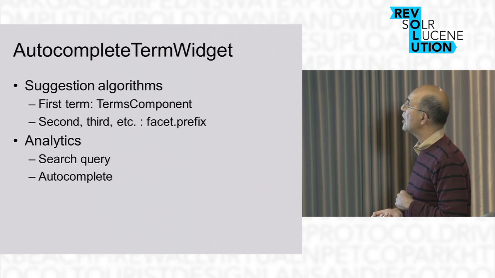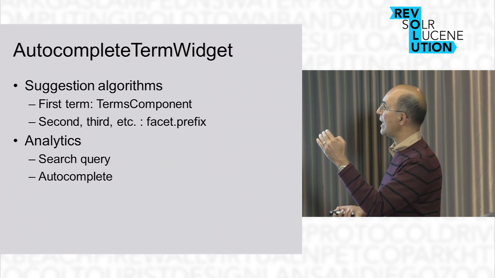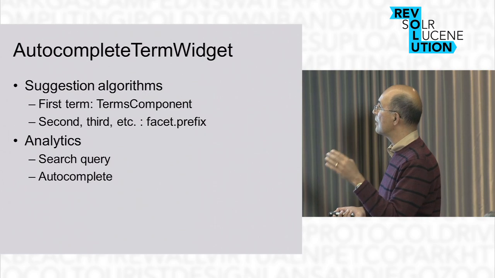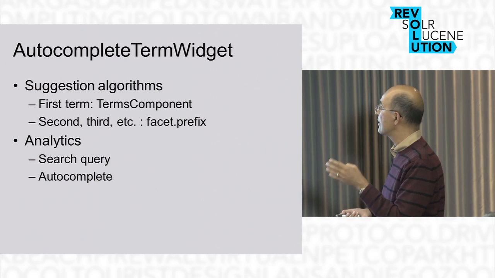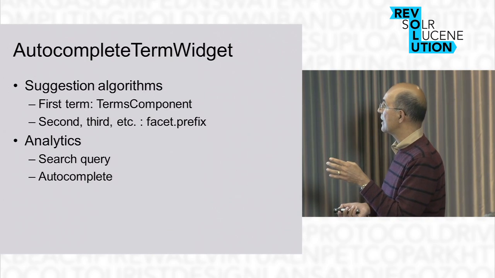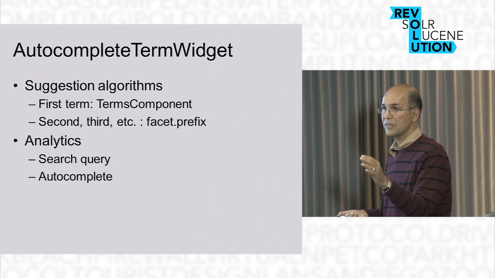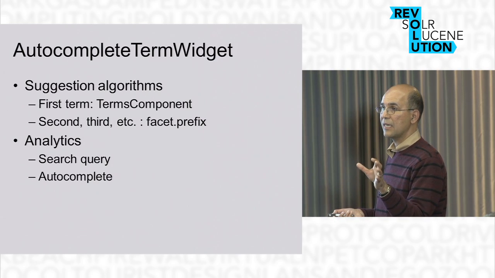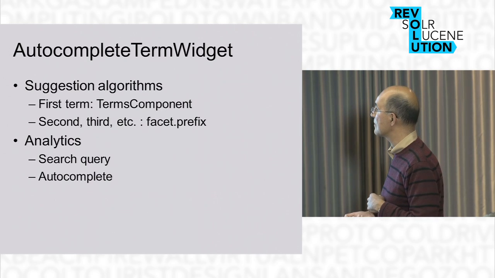Now, let's talk about the autocomplete aspect. As I said, we handle the autocomplete for the first term differently than the second term. For the first term, we are using the terms component of Solr. For the second term, we use the facet prefix. And the good thing about the facet prefix is that it also uses a facet filter, so it nicely only shows you those autocomplete terms that are applicable to those facets that you have selected.